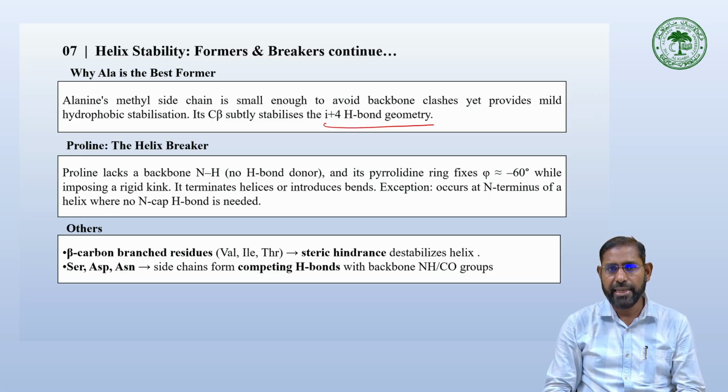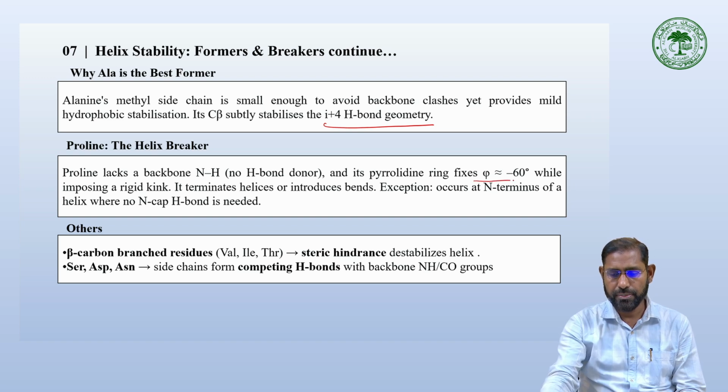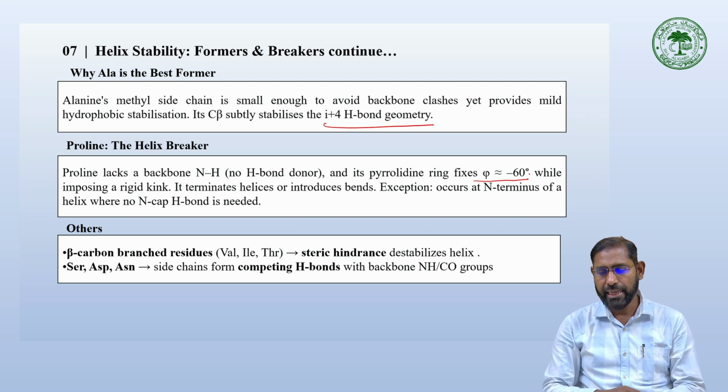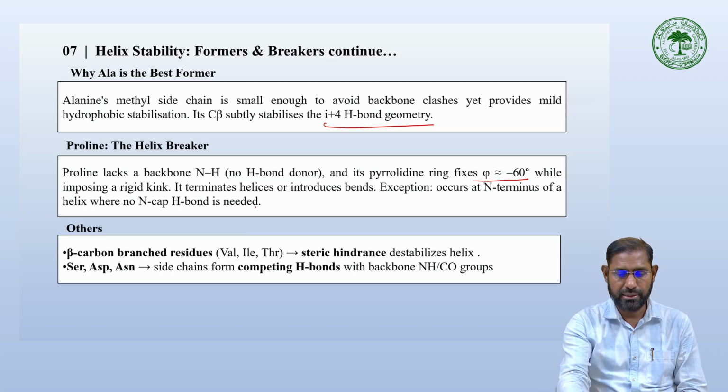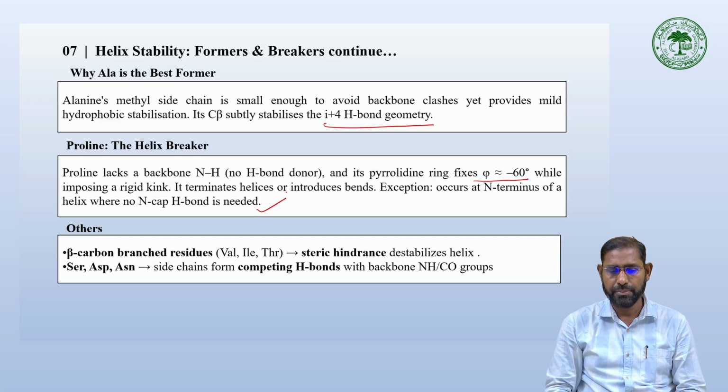Proline is the helix breaker because proline lacks a backbone NH, so it has no hydrogen bond donor, and its pyrrolidine ring fixes the phi angle at minus 60, imposing a rigid kink, terminating helices and introducing a bend. An exception occurs at the N terminus of the helix, where N cap and H bonds are tolerated.